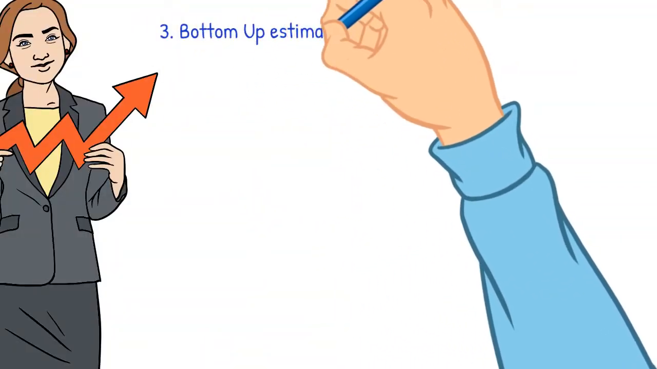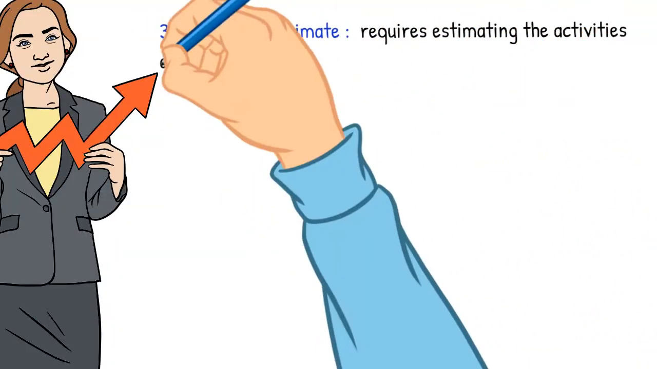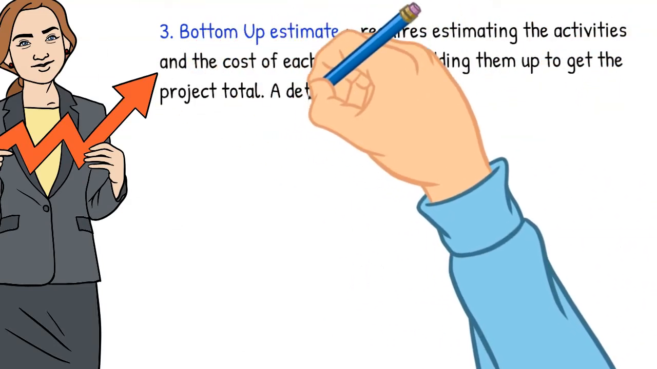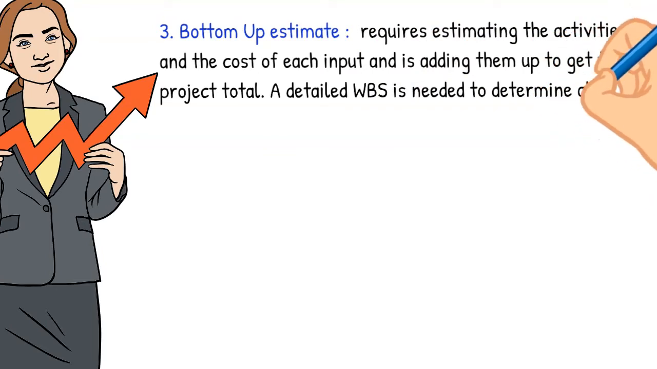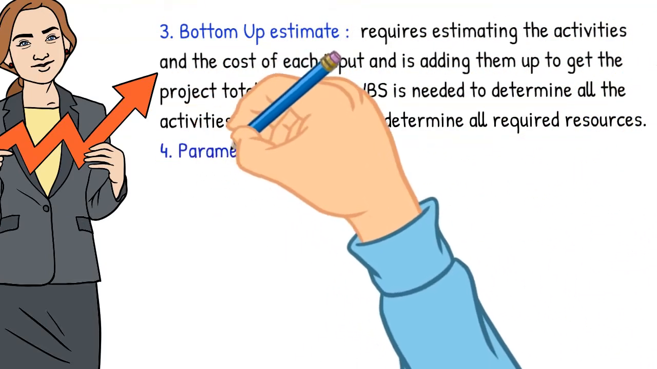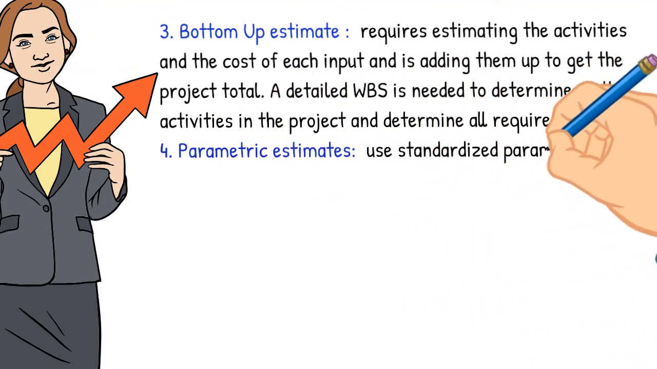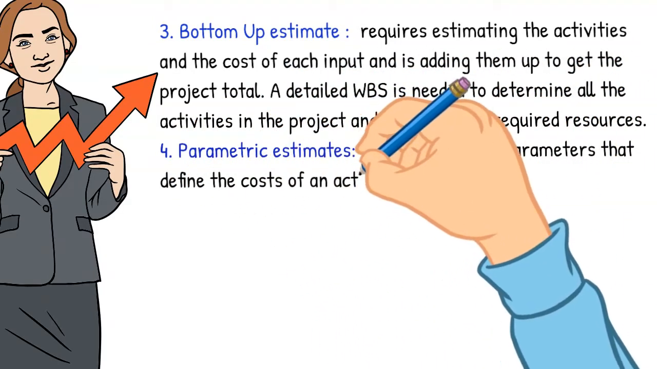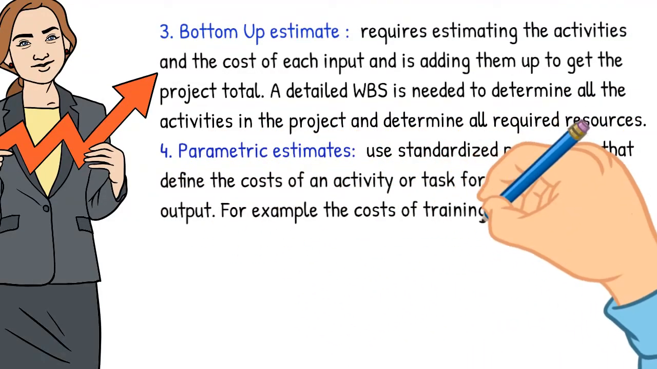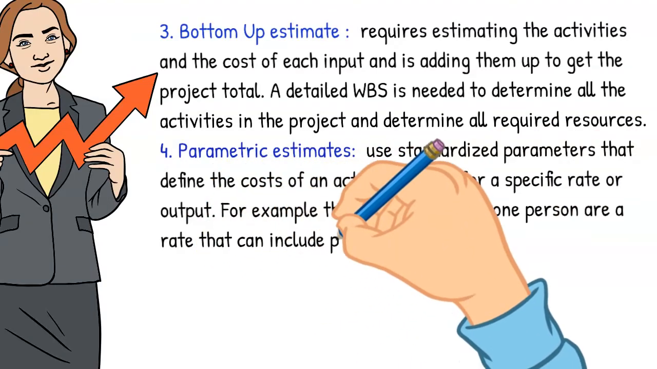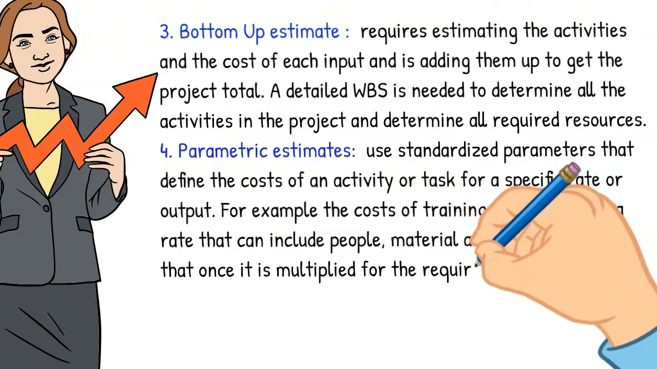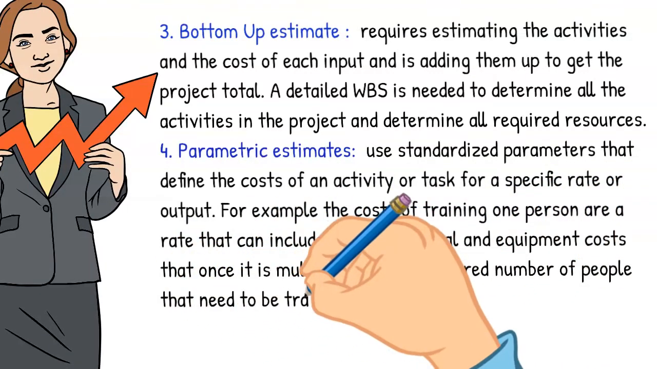3. Bottom-up estimate requires estimating the activities and the cost of each input and adding them up to get the project total. A detailed WBS is needed to determine all the activities in the project and determine all required resources. 4. Parametric estimates use standardized parameters that define the costs of an activity or task for a specific rate or output. For example, the cost of training one person is a rate that can include people, material, and equipment costs that, once multiplied by the required number of people that need to be trained, gives the total budget for the activity.